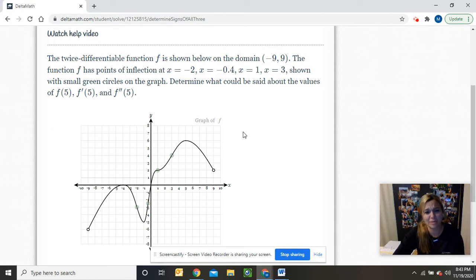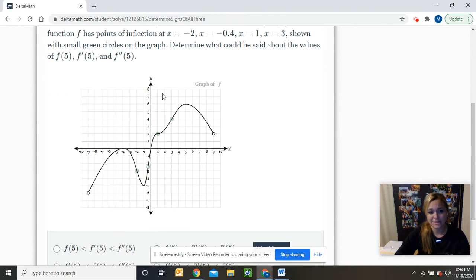But in this particular problem, you compare f of 5, f prime of 5, and f double prime. This is a really good test question. I've seen it on lots of things. I've seen it on the AP exam. Good chance that you'll see it very, very soon. Not necessarily this one, but you get the idea, and it might be a different graph, but the same idea.